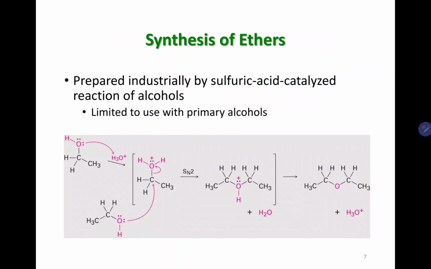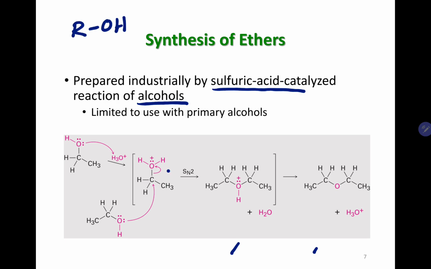Alright, so with that, we are going to talk about synthesis of ether. Industrially, the synthesis of ether is achieved by reacting alcohols with sulfuric acid as the catalyst. So basically we are using a very strong acid such as sulfuric acid as a catalyst to synthesize ether from alcohols. Of course, alcohols have an organic group attached to an OH.